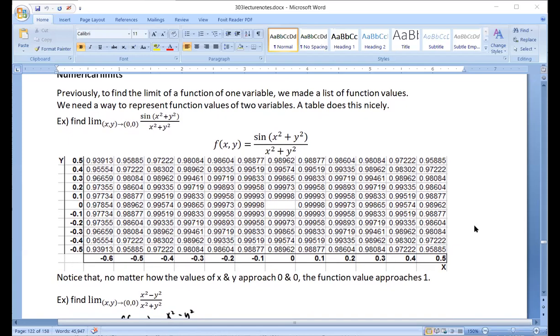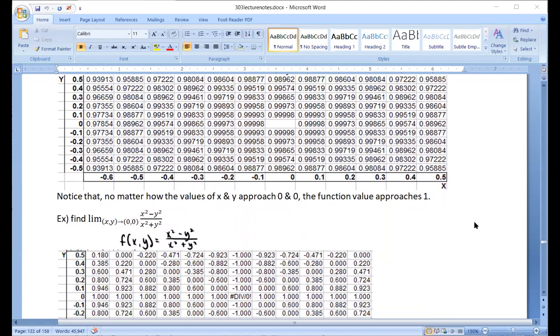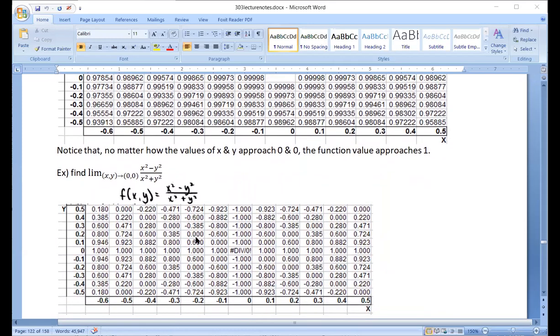So now we're going to use our numerical approach. For this function, let's make a table of values. Sorry, I left my little spreadsheet error message in there. Of course it's 0 at the point 0, 0. It's undefined, a little error message.